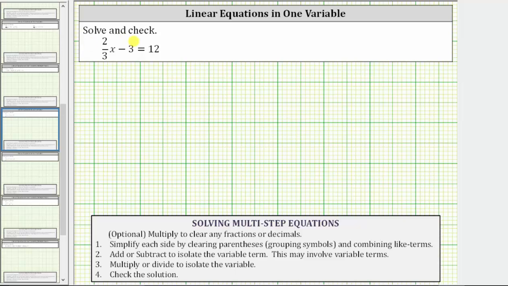We are asked to solve the given linear equation in one variable. To solve the linear equation means to determine the value of the variable that satisfies the equation. To do this, we must isolate the variable on one side of the equation.